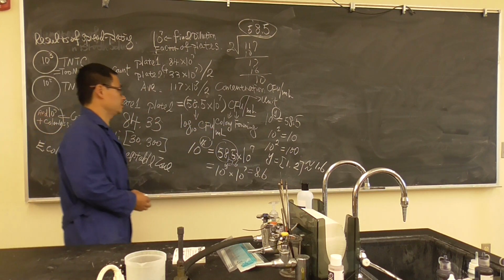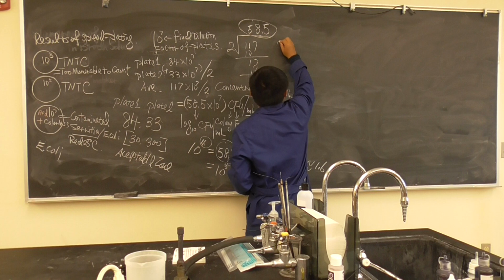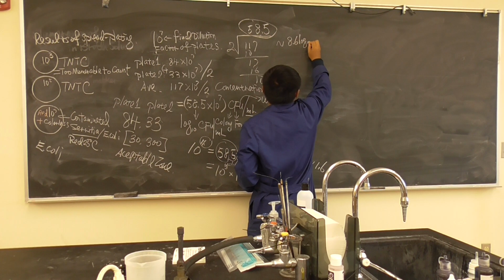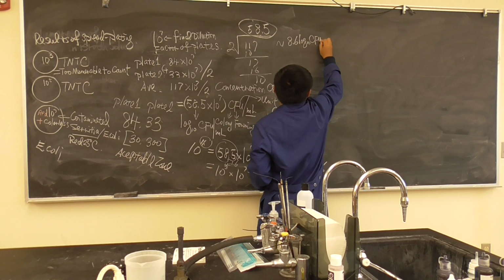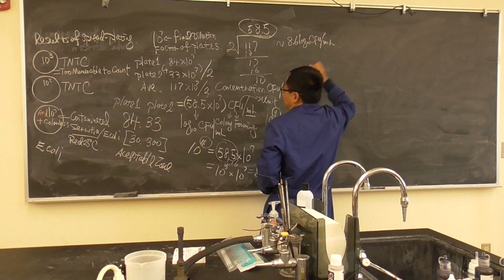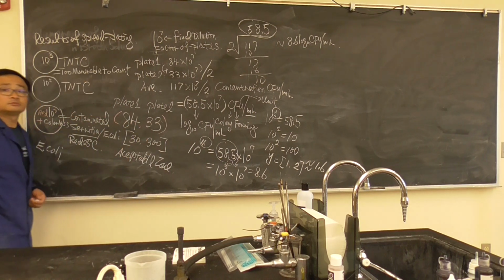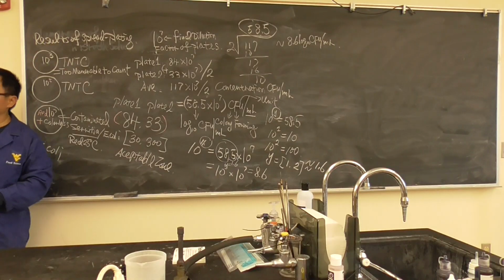So how many bacteria is it? This is total approximately 8.6 log 10 CFU per ml. And I tell you one thing, these two students' numbers are correct. This is around that range.